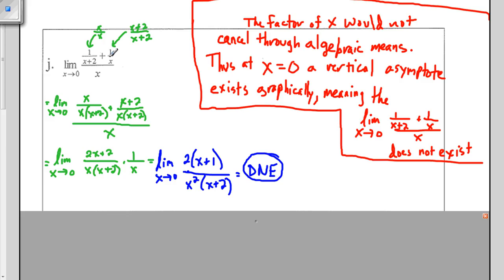Okay, on the next page, J, we do a bunch of work. We find out we still can't cancel, so the factor of x would not cancel through any algebraic means. Therefore, I know x equals 0 is a vertical asymptote, that's going to exist graphically, meaning the limit of the original function as x approaches 0 does not exist. Okay, so a lot of work to find out that nothing happens, but you have to go through those steps. Again, can I direct substitute? Can I cancel? Can I rationalize? And in this case, I did all that, and none of it worked.